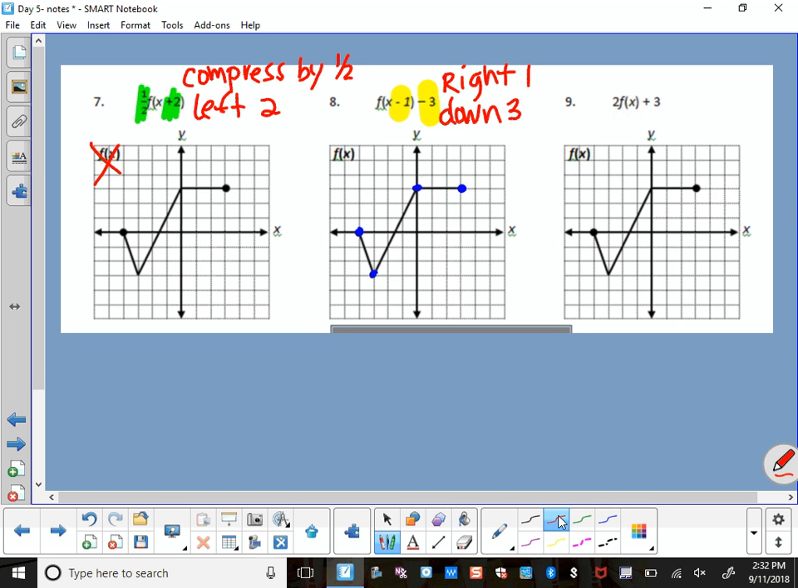So if I go right 1, then down 3, 1, 2, 3, I end up where my second point is. Second point, right 1, down 3. Third point, right 1, down 3. Fourth point, right 1, down 3. That's my new transformation.